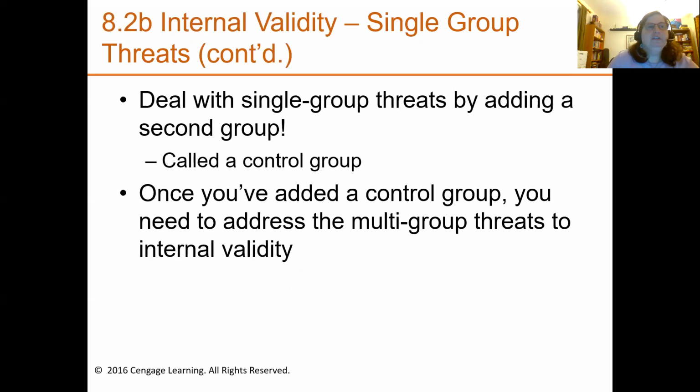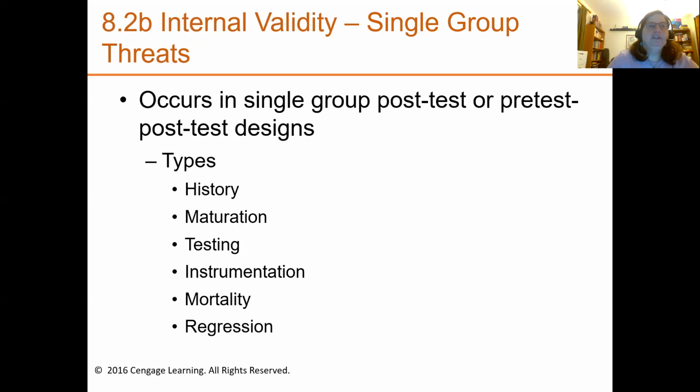So history. Actually, let's talk about them in turn here. History, what is a history threat? A threat to internal validity that occurs when some historical event affects your study outcome. So in other words, let's say that you are trying to show that cognitive behavioral therapy is very effective for panic disorder. And you have one group that's getting cognitive behavioral therapy, another group that's getting an alternative form of treatment.